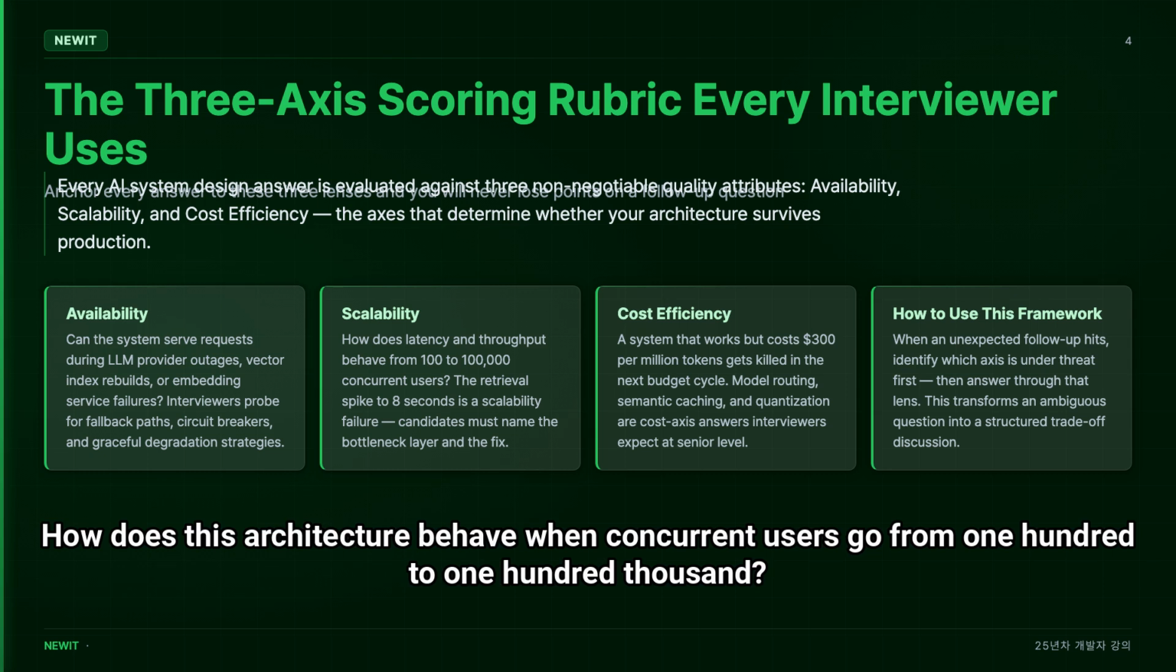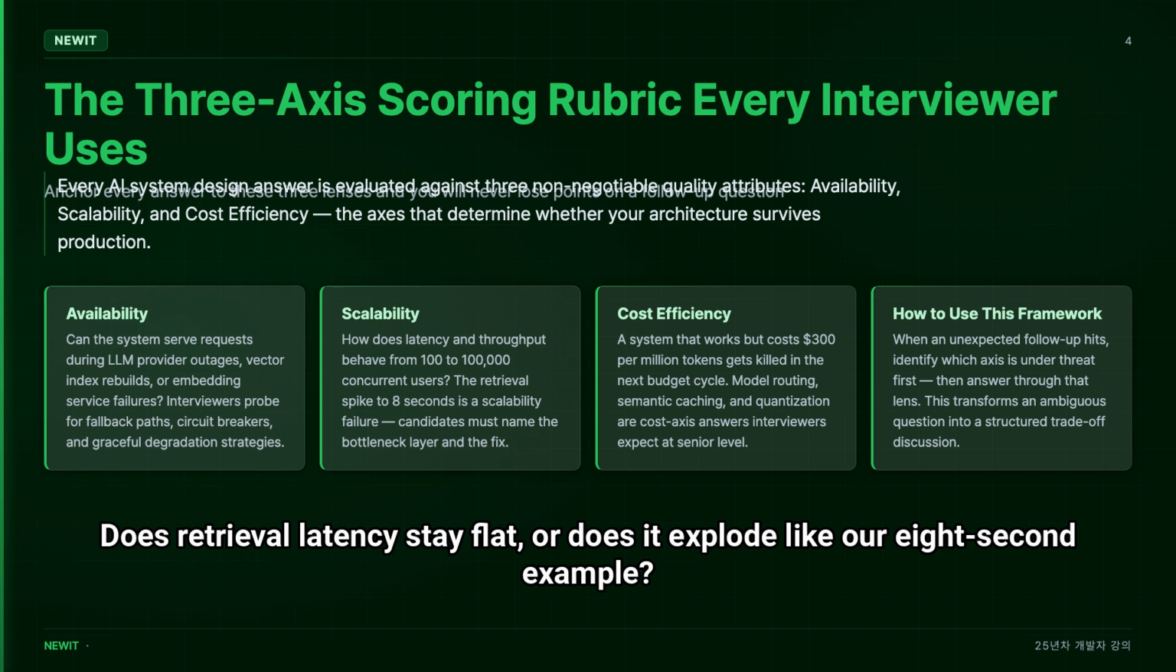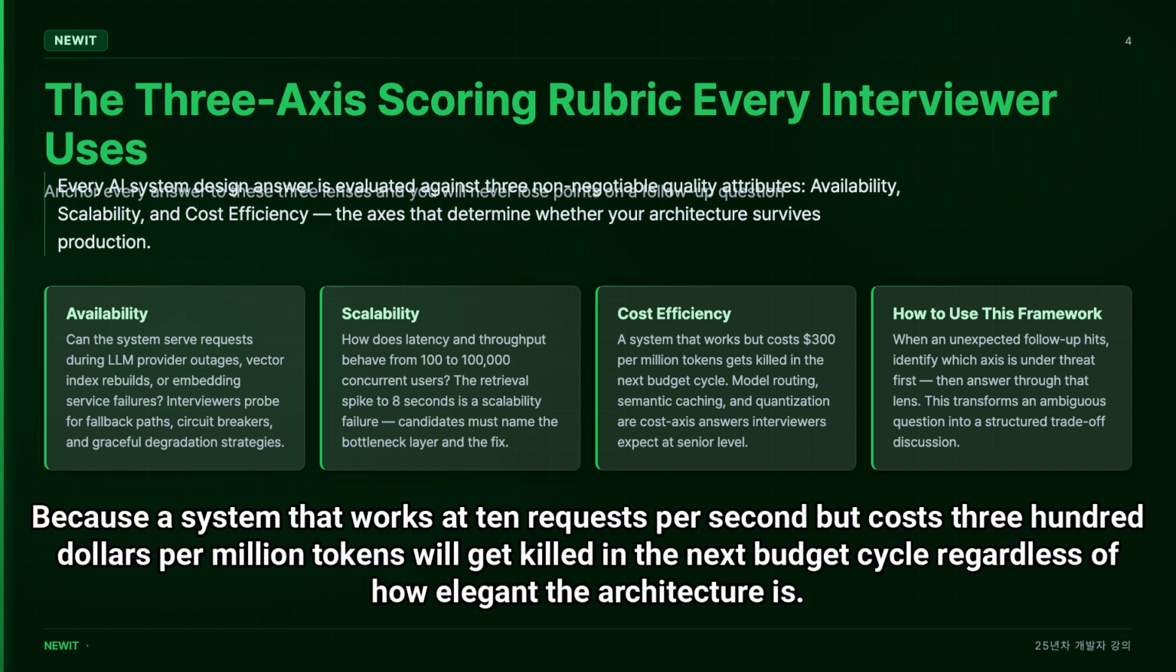Second, scalability. How does this architecture behave when concurrent users go from 100 to 100,000? Does retrieval latency stay flat, or does it explode like our 8-second example? Third, cost efficiency. Because a system that works at 10 requests per second, but costs $300 per million tokens, will get killed in the next budget cycle, regardless of how elegant the architecture is.